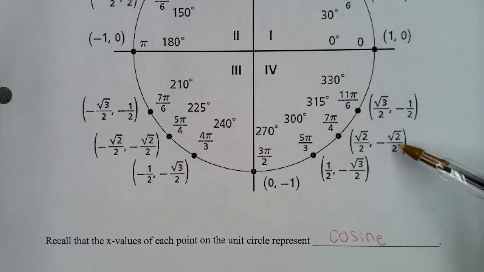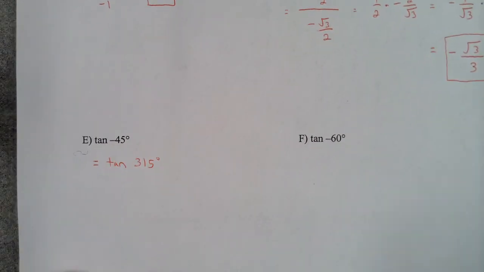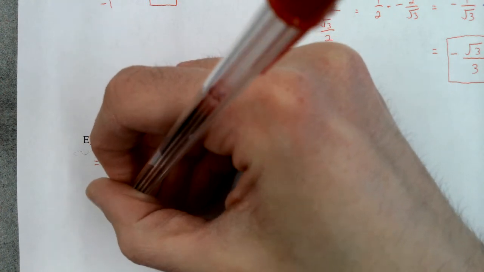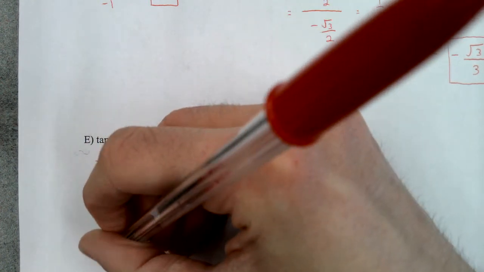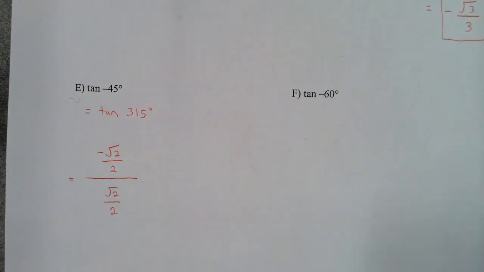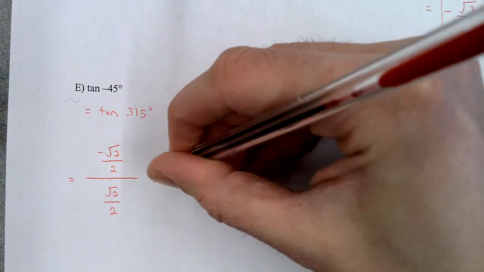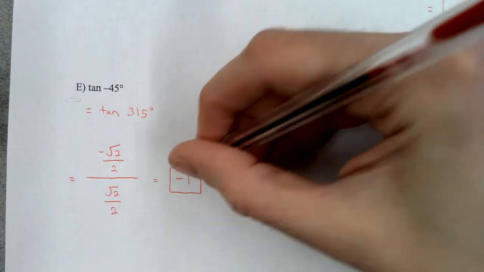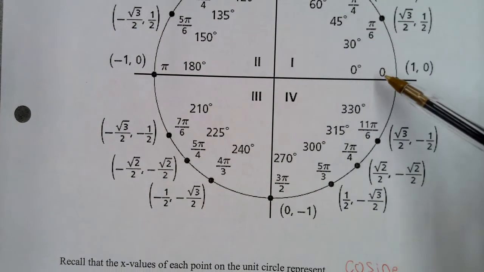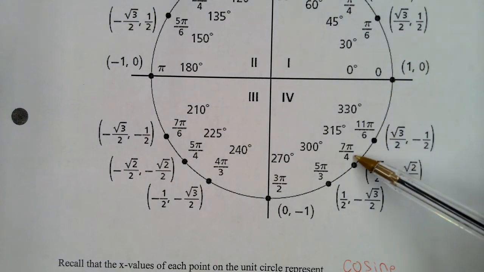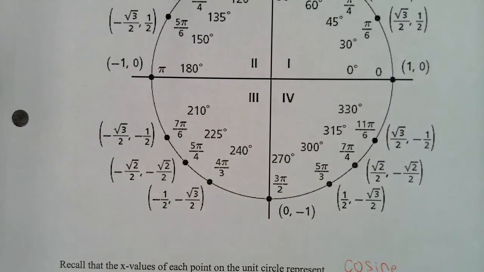Tangent means sine over cosine. Negative square root of 2 over 2 divided by square root of 2 over 2. Okay? And you should be able to do that right away. That is clearly negative 1. The other way you could think about that is if you have negative 45 degrees, you could just go clockwise from 0, clockwise 45 degrees, if you don't feel like adding 360.